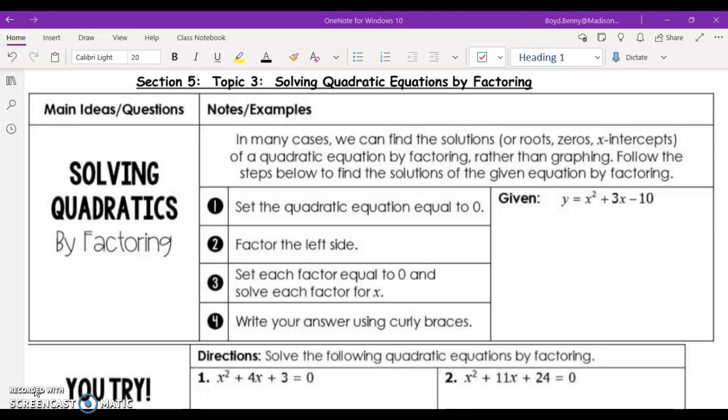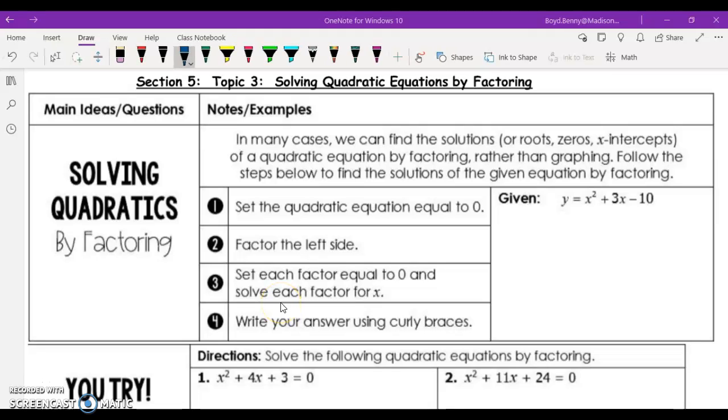Today's topic is solving quadratic equations by factoring. So we learned in previous lessons how to factor a quadratic. Now we're going to use that to solve quadratic equations. So let's jump right in.